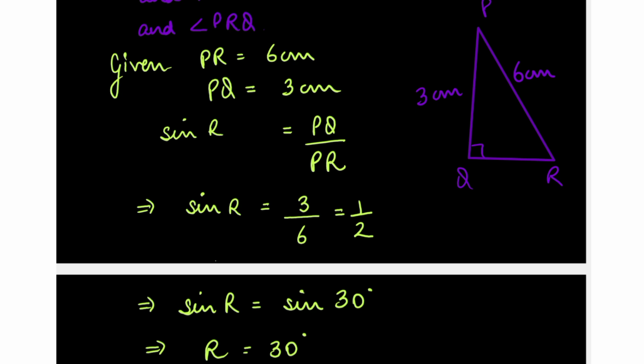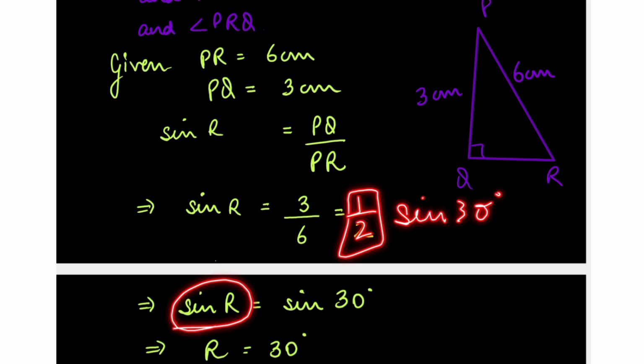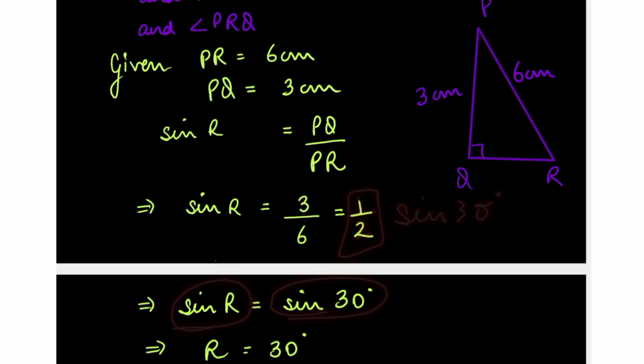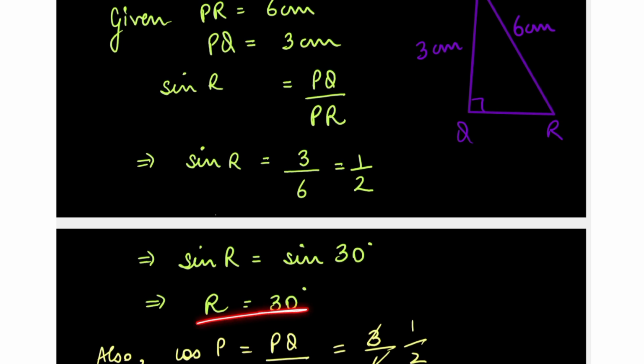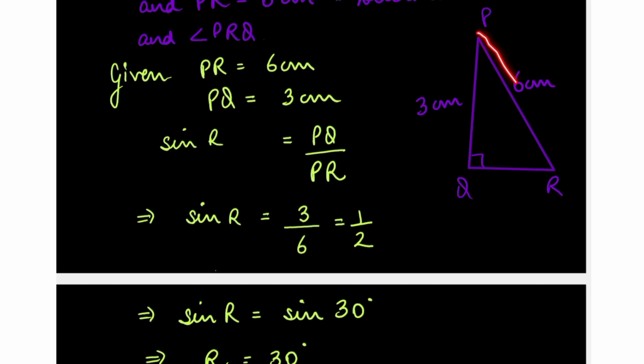Now at which angle is the value of sine 1 by 2? That is 30 degrees. So can I write 1 by 2 as sine 30 degrees? So sin R is equal to sine 30 degrees. Comparing, we can say R is equal to 30 degrees. What is R? Angle PRQ. So we have one angle.